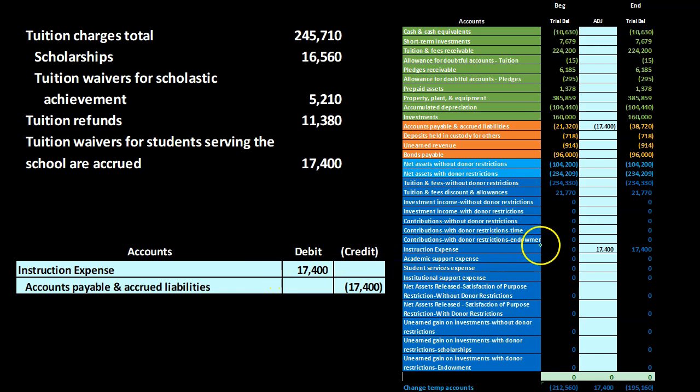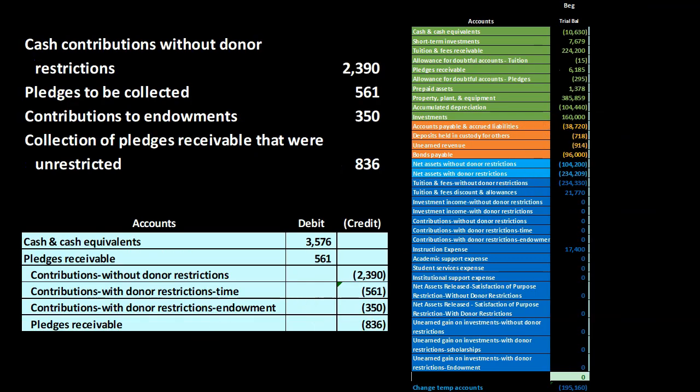Posting this out, we're going to be debiting the instruction expense. It's a debit balance account. It will be going up in the debit direction. Then we will be crediting accounts payable and accrued liabilities. It has a credit balance. It's going to go up in the credit direction.